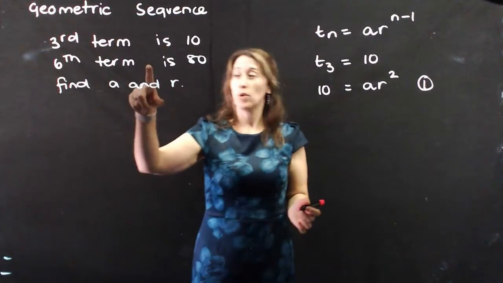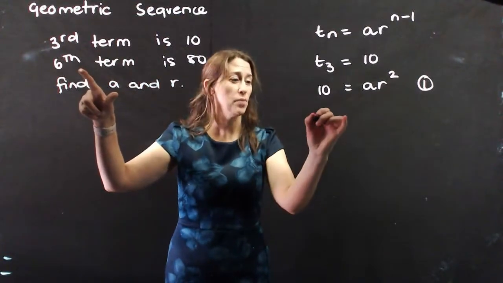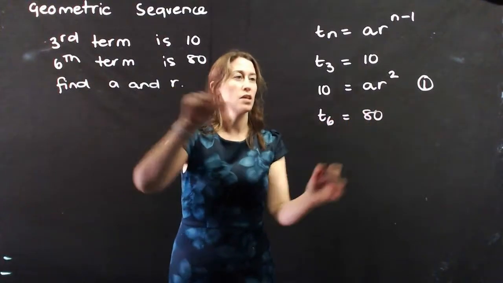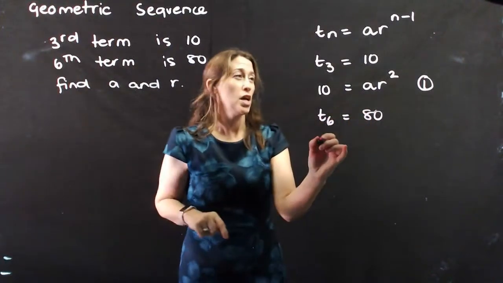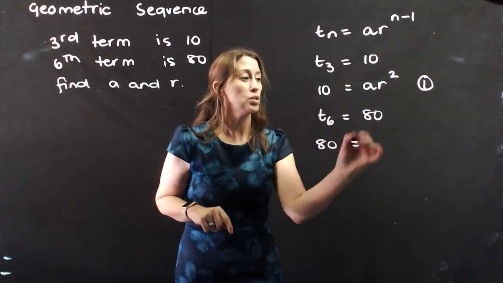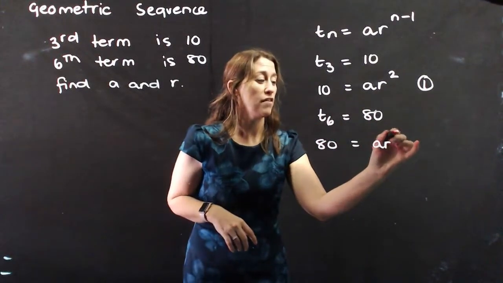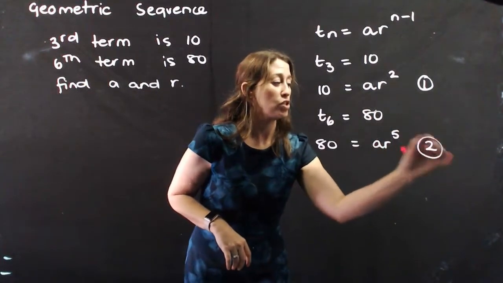Let's write the second equation down. We know that the sixth term, T6, equals 80. So let's write that down. 80 equals AR, sixth term, take away 1, to the power 5. And that's our equation 2.